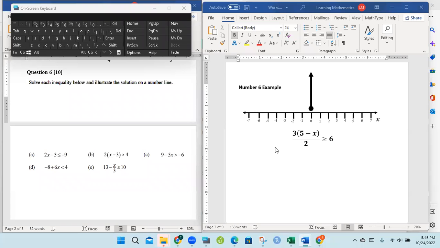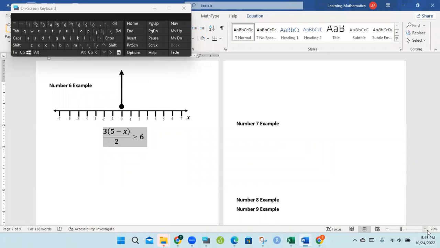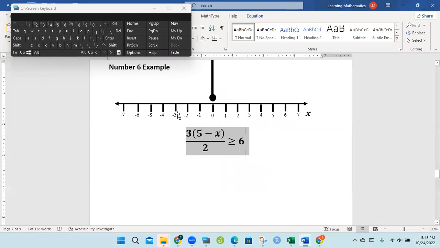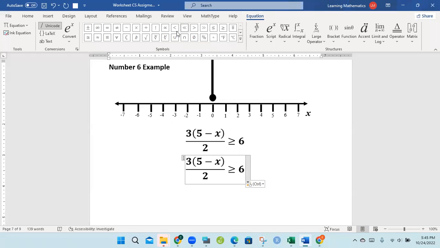So here we have another situation: solve and represent on a number line. Here we have a 2 in our denominator. As soon as possible, let us cancel out that 2 by multiplying. We're going to multiply by 2 on the left, because 2 is dividing, so we multiply by 2 on the left, and we multiply by 2 on the right.